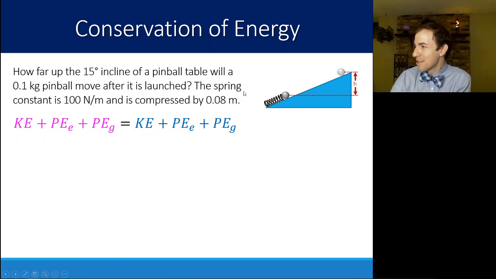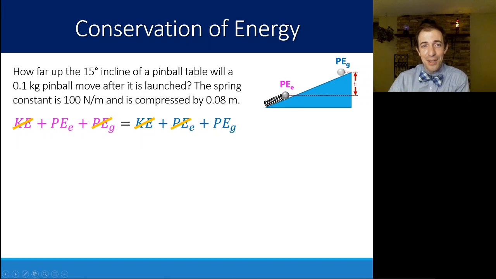So looking at our situation, we start with some elastic potential energy. We've compressed that spring a certain amount and stored up some energy. We're going to use this as our starting height. So we're going to say no gravitational potential energy there. And it's not moving, so there's no kinetic energy. At its highest point, this final, we basically just have gravitational potential energy based on the height that it is, the vertical height, which doesn't actually care about the angle that this pinball has traveled up.